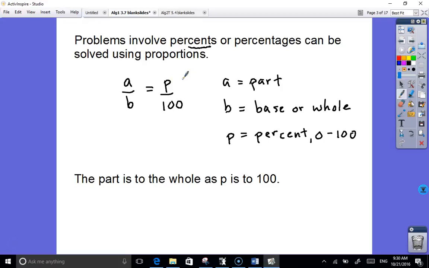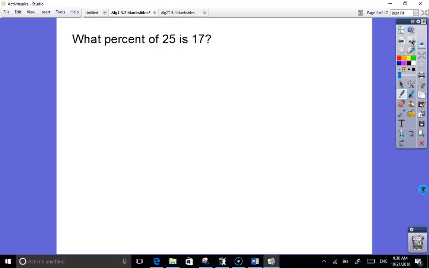So there are three different kinds of problems we can get out of this. What if you have to solve for the A, the part? What if you have to solve for the B, the whole? Or what if you have to solve for the P, the percent? That's pretty much what we're going to be going through right now. So, what percent of 25 is 17? Let me write down A over B equals the percent over 100.